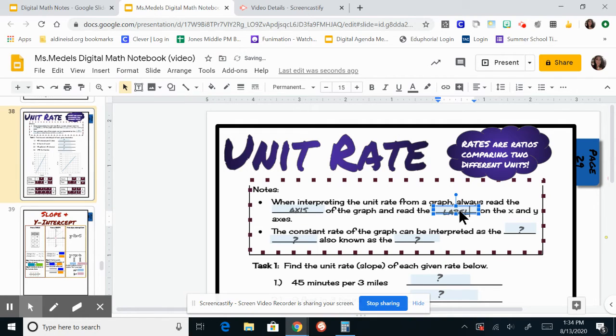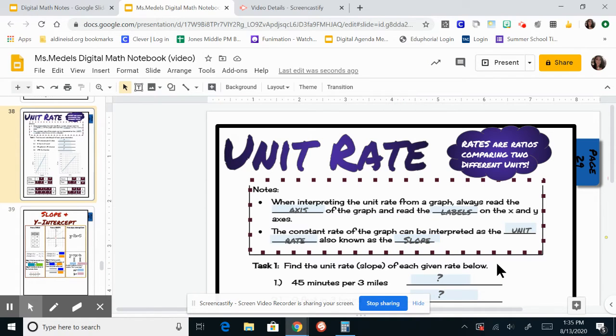Read the labels on the x and y axis. The constant rate of the graph can be interpreted as the unit rate, and another word for unit rate, I'm not sure if you've heard it before, is the slope. I'm sure you've heard the words unit rate and slope. So the constant of the graph can be interpreted as the unit rate, and that is also known as the slope. Two names, but they mean the same thing.